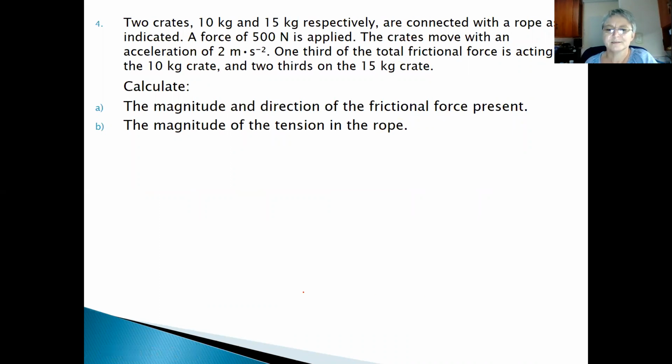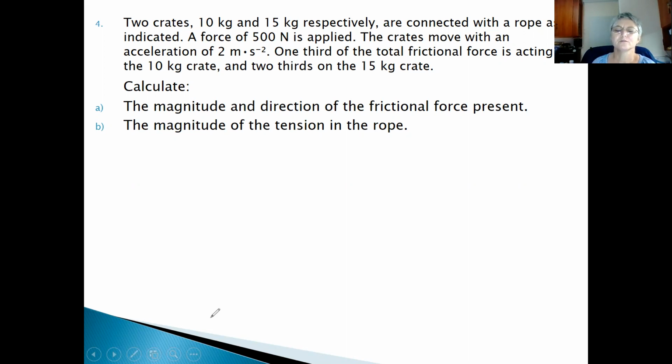I had to delete the drawing in order to have space to work in this situation. Here you have two crates, a 10 kg crate and a 15 kg crate respectively. They are connected with a rope, as I will indicate in the sketch I'll do. A force of 500 newtons is applied to the 15 kilogram crate.